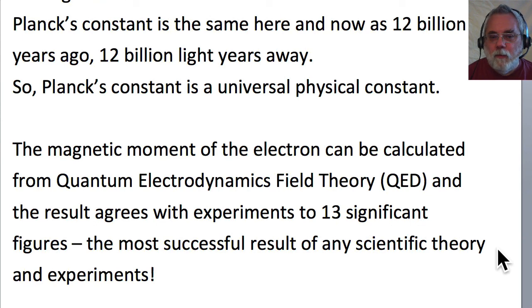The magnetic moment of the electron is a property. We're not going to discuss the property in this course, but it's a property that can be experimentally measured, and it can be calculated from quantum electrodynamics field theory. And the result agrees with experiments to 13 significant figures, the most successful result of any scientific theory and experiments.